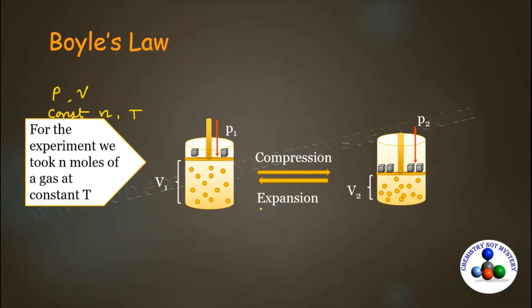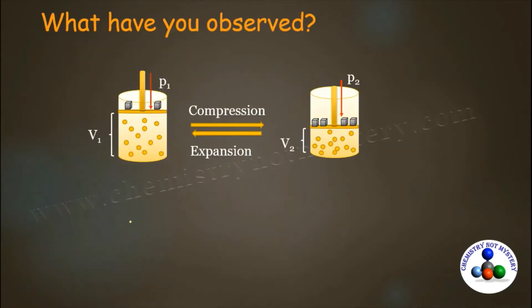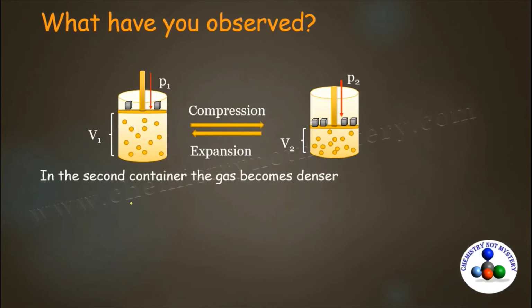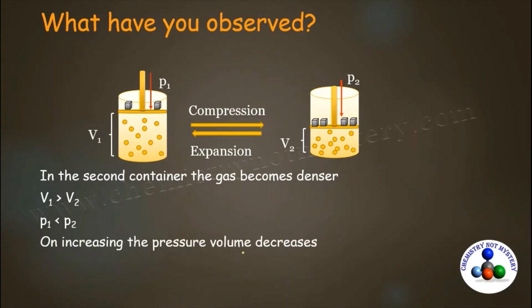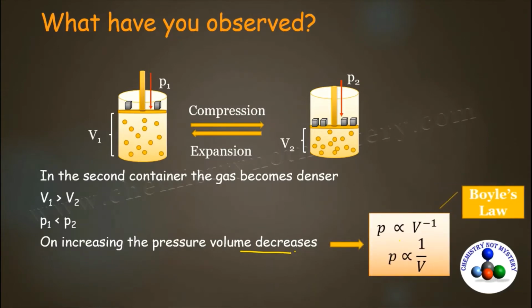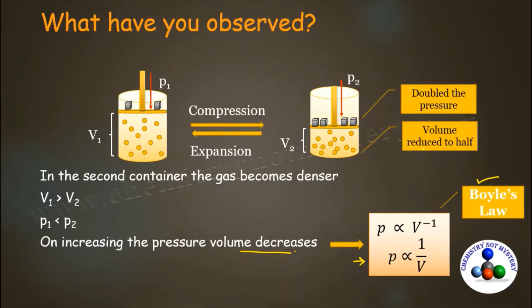What have you observed in this experiment? You must have observed that the gas in the second container is denser. V1 is more than V2 and P1 is less than P2. It means on increasing the pressure, volume decreases. So there is an inverse relationship between pressure and volume. Pressure is inversely proportional to volume, or you can say pressure is directly proportional to 1 over V. This relation is known as Boyle's law. That means when we double the pressure, the volume of gas reduces to half.